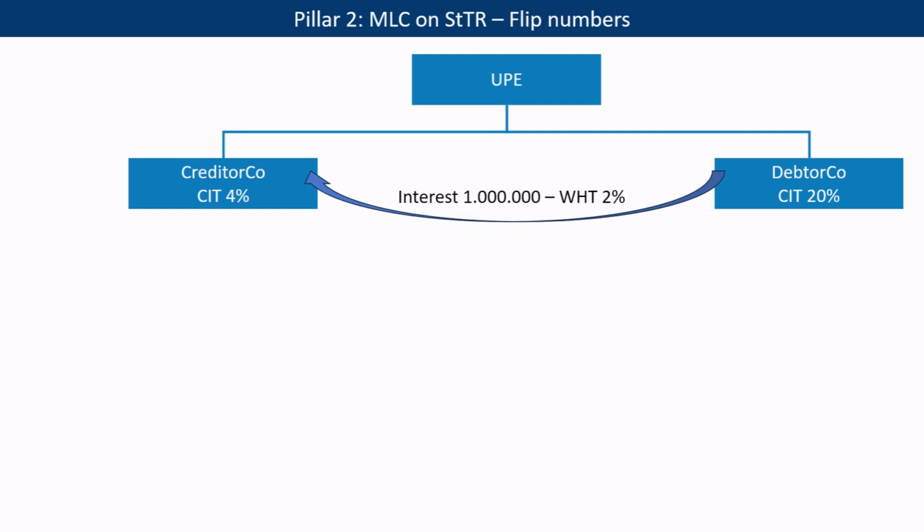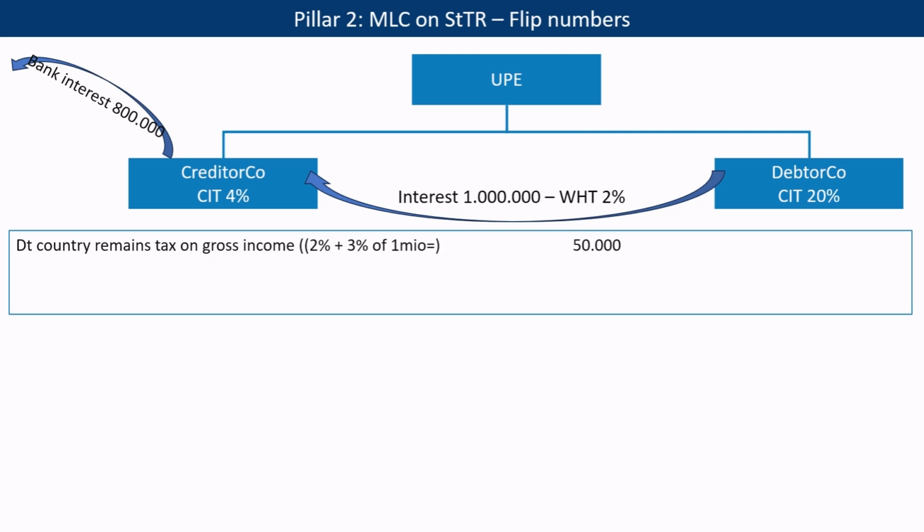So if we now flip the scenario and we say that creditor co actually pays 800,000 in interest to the bank out of the 1 million that it receives, let's see what happens. Debtor co-country remains taxed on gross income, right? Because the withholding tax on the interest is a gross income tax, so that is going to be 2%. The STTR is a tax on gross income in principle, so that would be 3% on the 1 million. So the debtor country tax will remain 50,000 out of the 1 million, right?